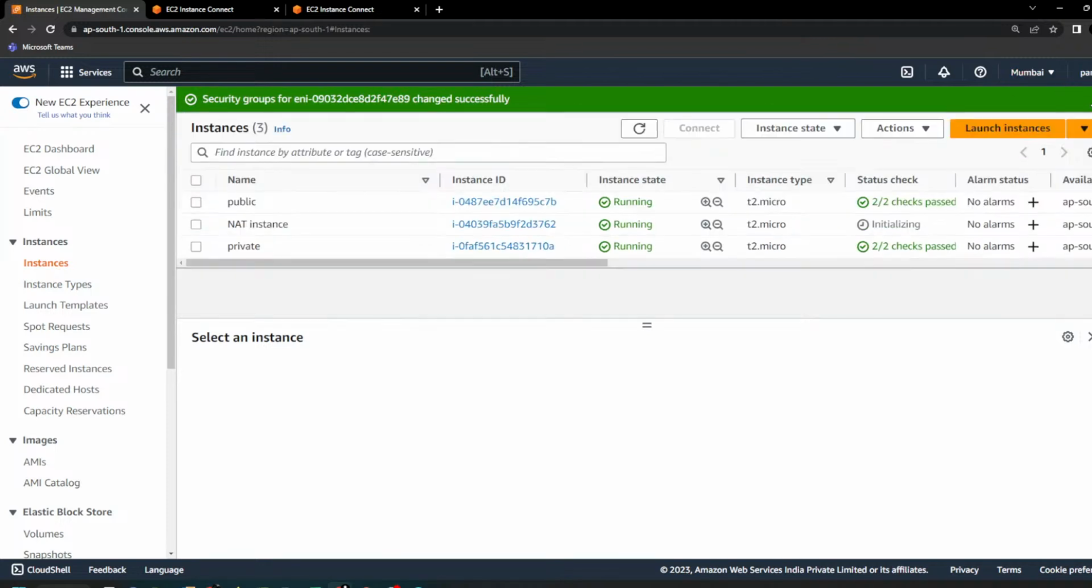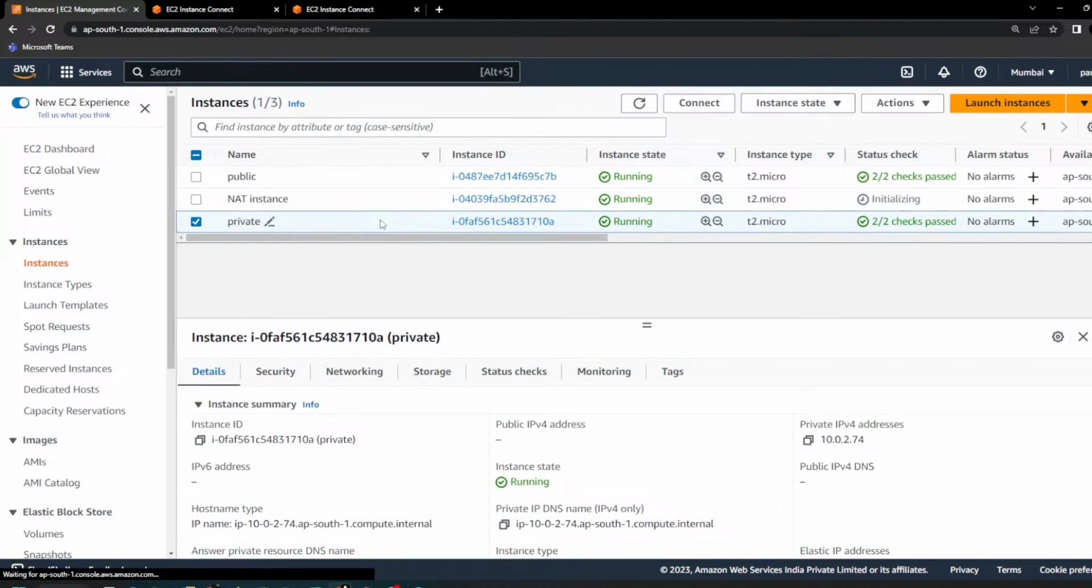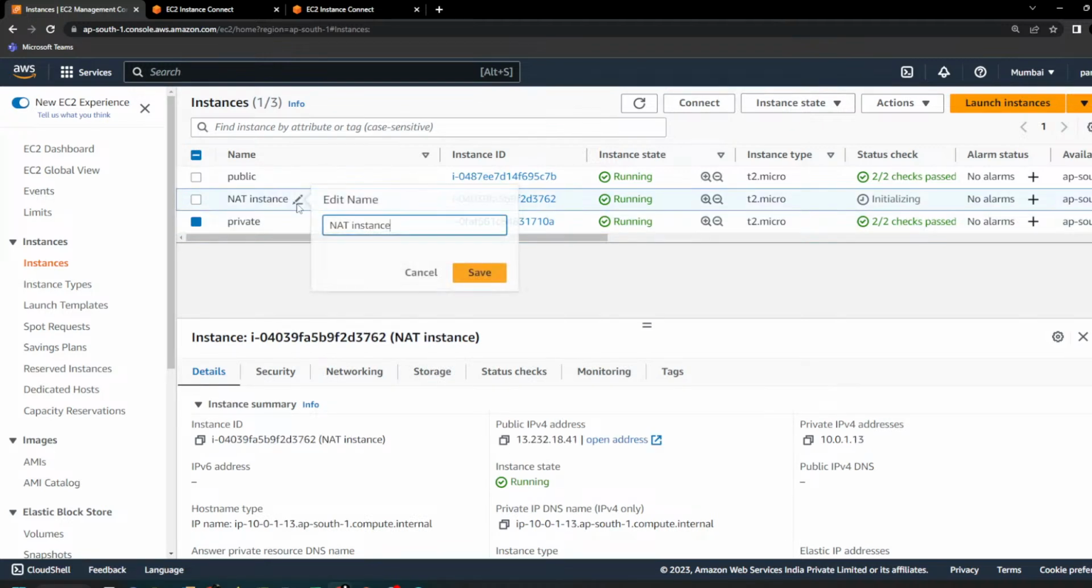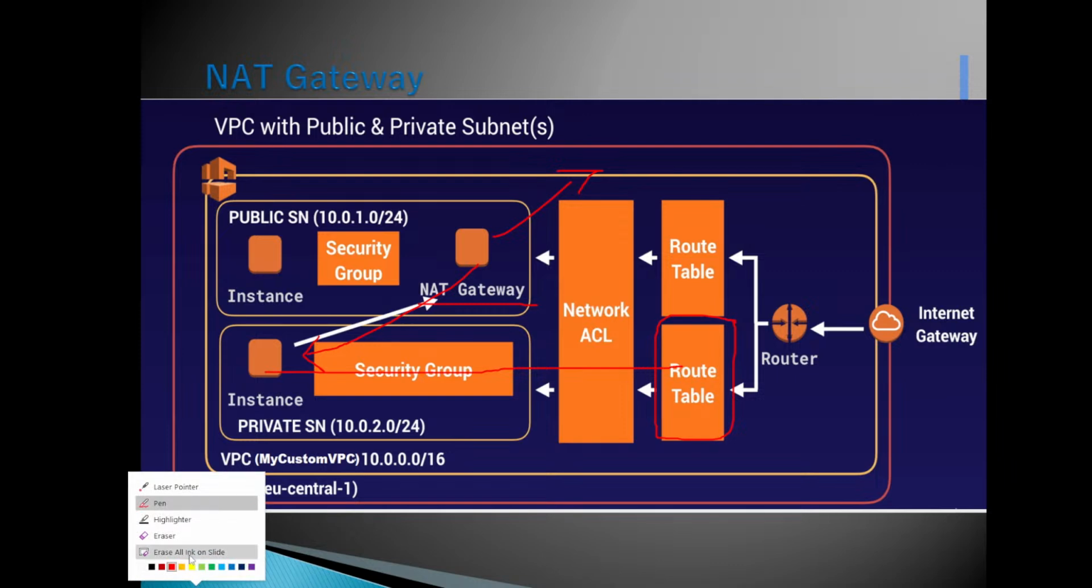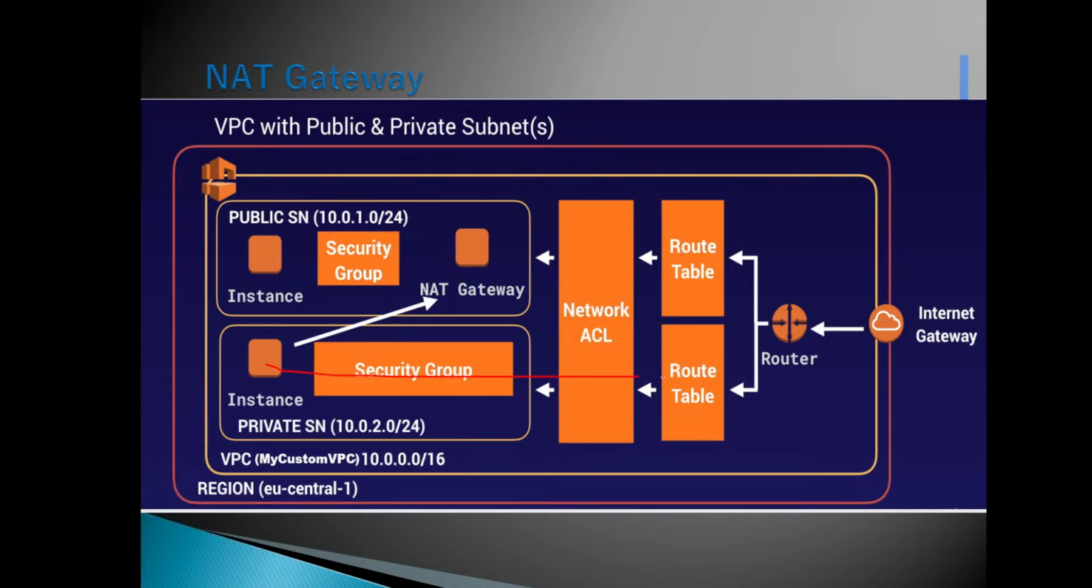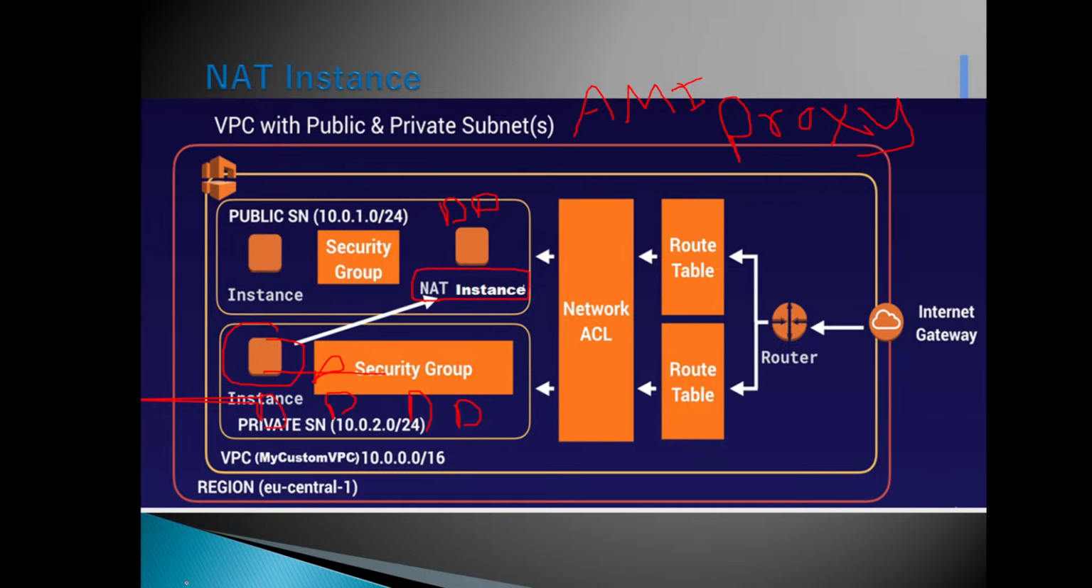Okay, but how will our private EC2 machine be able to communicate to the internet? What is the path? This is the path. This is a route table basically, right? Everything works only through the route table. So I have to attach this NAT instance or NAT gateway to our main route table.